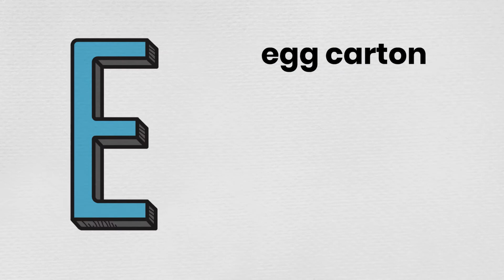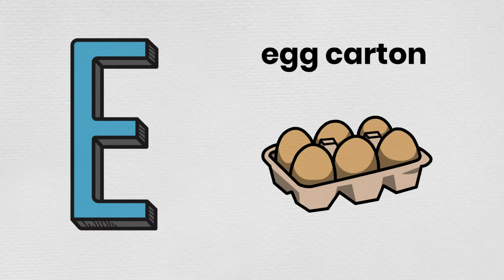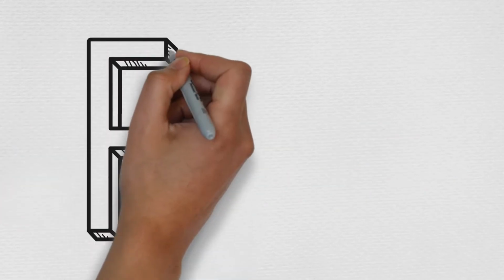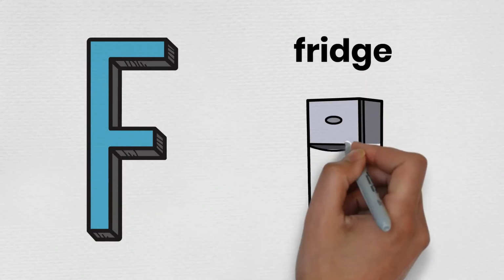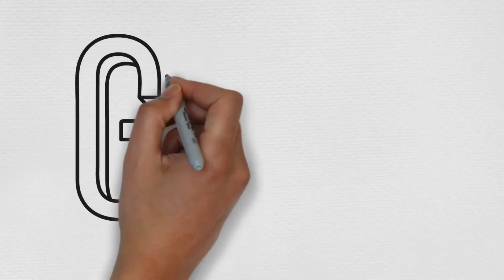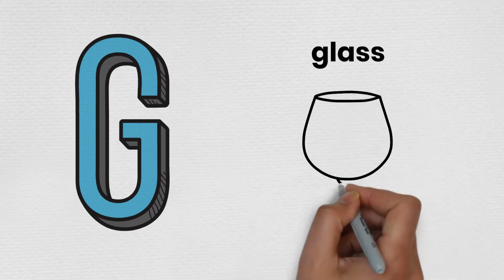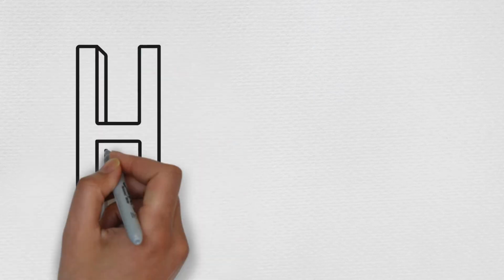E is for egg carton. F is for fridge. G is for glass. H is for honey.